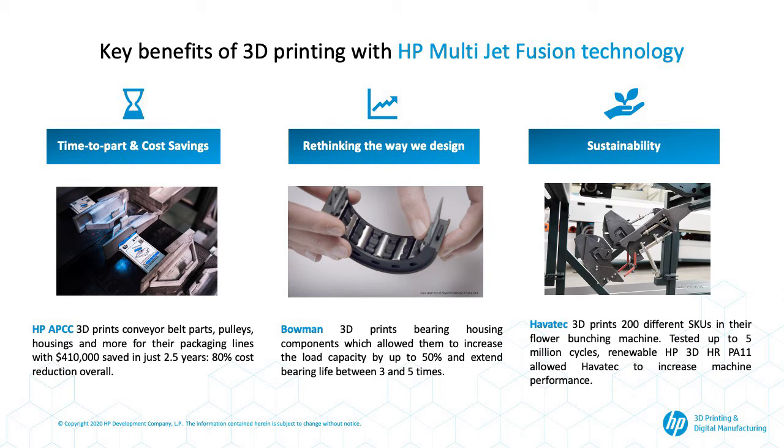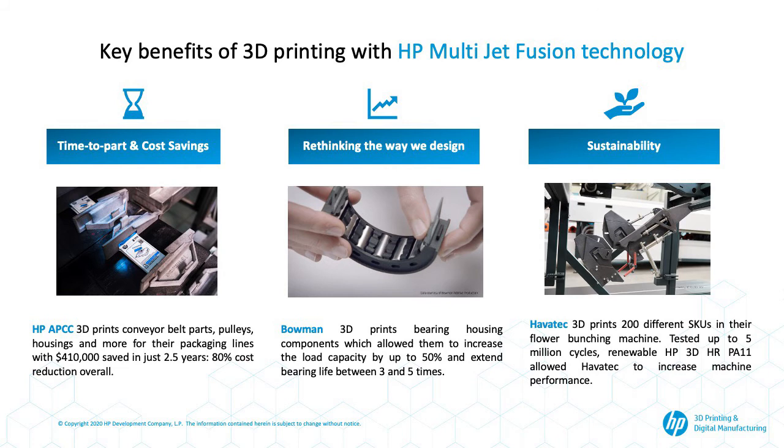But one of our customers, HP APCC, is a customer that has 19 packaging lines in their facility. And they're using the MJF technology for all kinds of end-of-arm tooling for the different cobots that they have in-house, a lot of jigs and fixtures, so sensor brackets, inserts on their production lines. And essentially, they've been able to reduce their costs 80% overall for the components that they need on their manufacturing lines. They have saved almost $500,000 in a little less than 3 years, which is quite a significant achievement when it comes to time to part and cost savings with 3D printing.